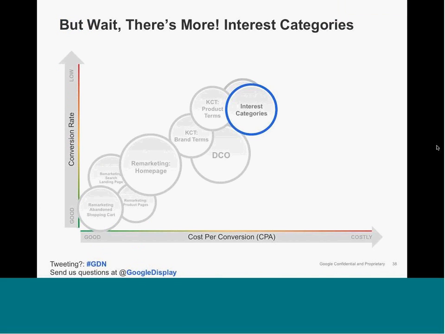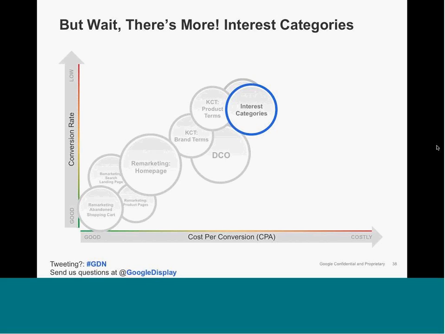At this point, you've reached people who have expressed interest in your brand, you've reached them through remarketing, and you've expanded to reach people who are interested in your products or brands in the exact moment they're reading about them. And if you qualify, you've used DCO to expand beyond KCT to find new contextual pages that work well. One thing we haven't touched on is something marketers are increasingly turning to, and that's audience targeting.